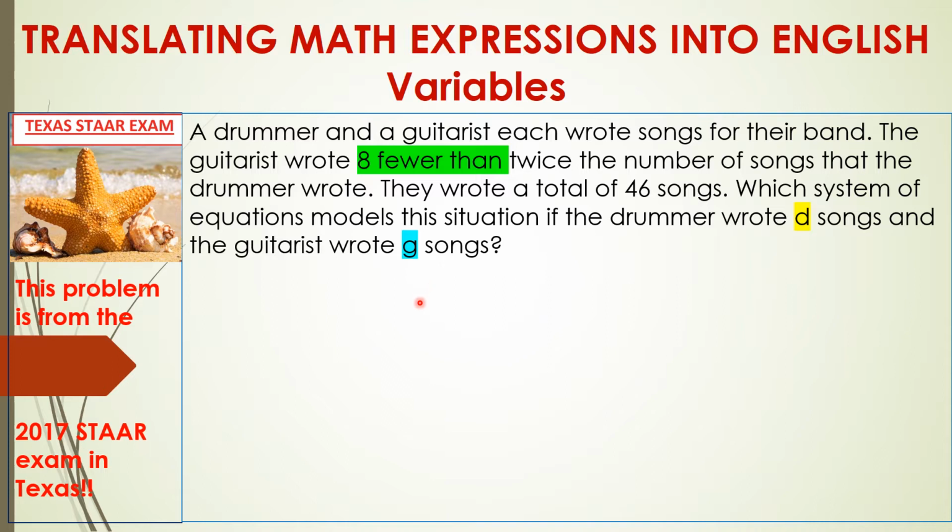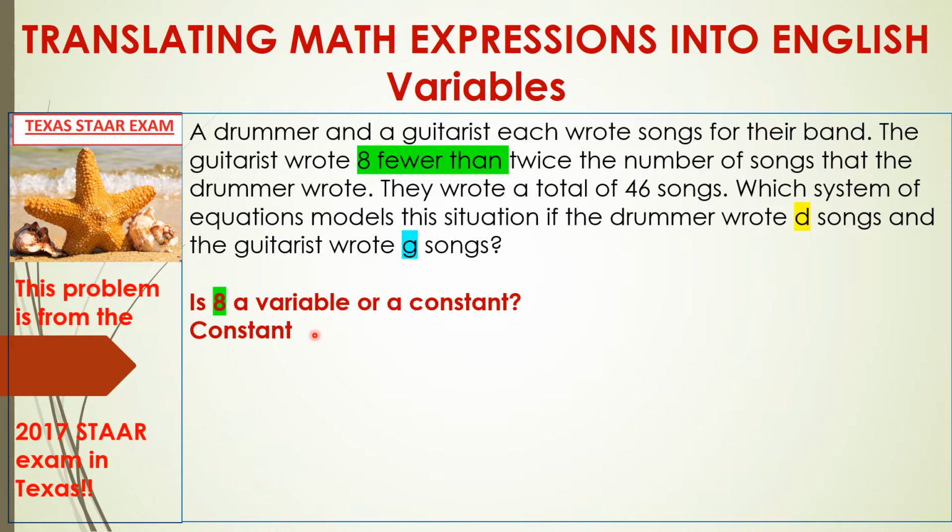So let me ask you a few questions about this problem. If you need to pause to think about it, go ahead and do that. Or if you need to rewind, go ahead and do that also. First question. In this problem, I see this 8 here in green. Is 8 a variable or is it a constant? Correct, it's a constant because 8 is a value that never changes.